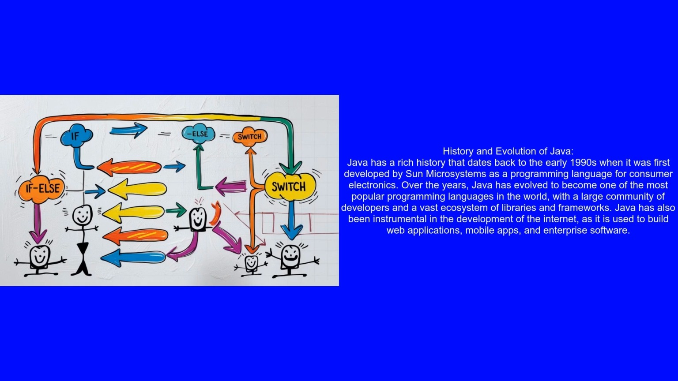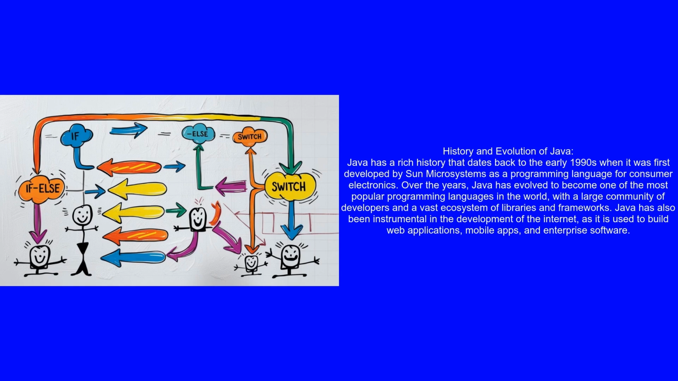Hey there. Let's dive into the fascinating history and evolution of Java. So, back in the early 1990s, Sun Microsystems came up with Java as a programming language mainly for consumer electronics. Fast forward to today, and Java has become one of the most widely used programming languages globally. It boasts a huge community of developers and a vast array of libraries and frameworks. And get this, Java has played a crucial role in shaping the internet as we know it. It's the go-to language for building all sorts of things like web applications, mobile apps, and enterprise software.